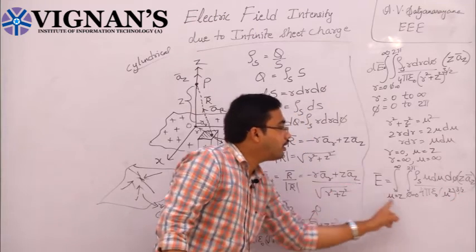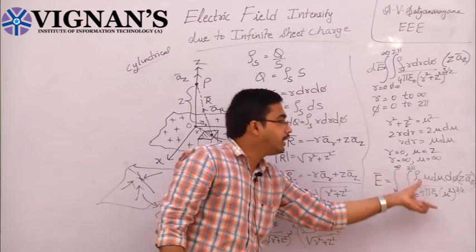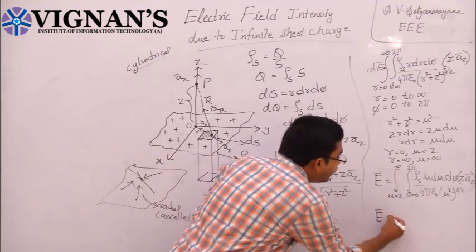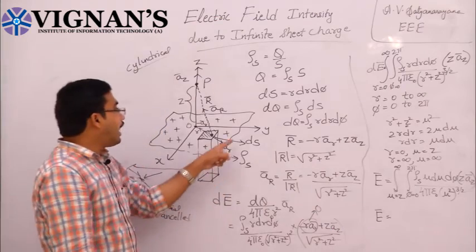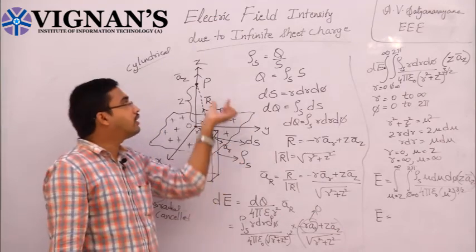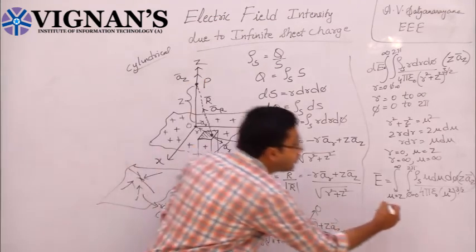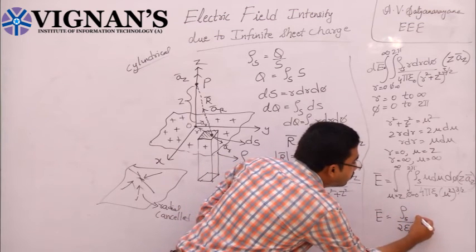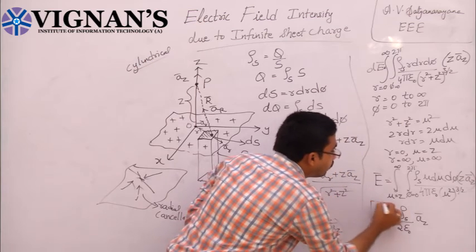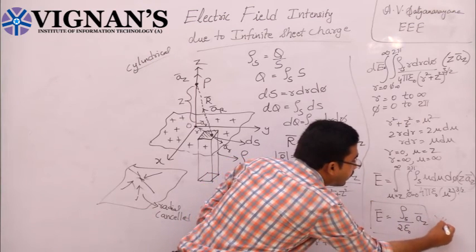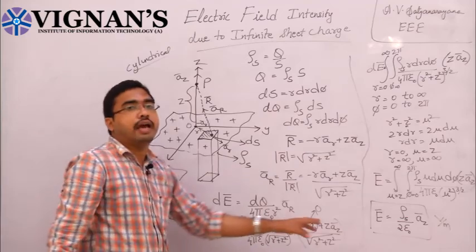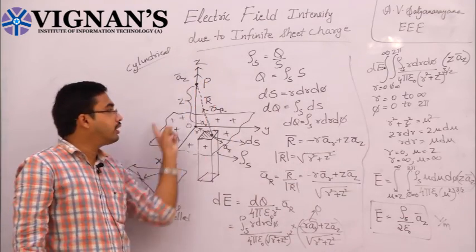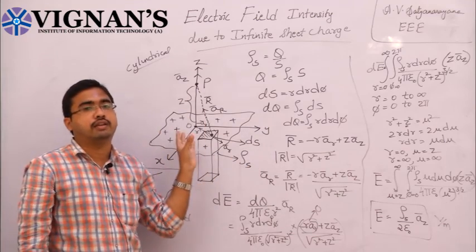If you solve the entire expression and take those limits, the final electric field intensity due to this entire infinite sheet of charge at this point P will be E equal to rho s by 2 epsilon naught into az, volts per meter. This is the expression for electric field intensity E at point P due to the complete infinite sheet of charge.